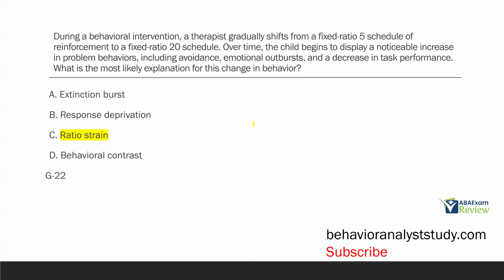What likely happened here, though, is simply ratio strain. We faded this way too quickly. Response requirements became too much. Therefore, we're now avoiding the task. We're not doing the task. And there are even emotional outbursts, which can all be caused by ratio strain or thinning too quickly.